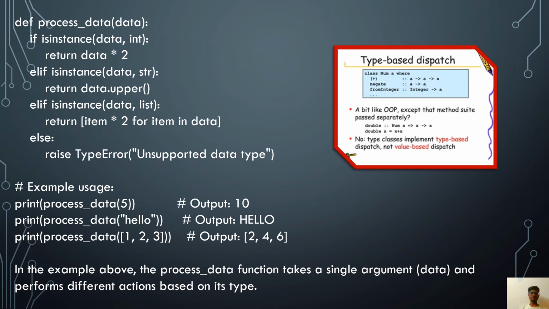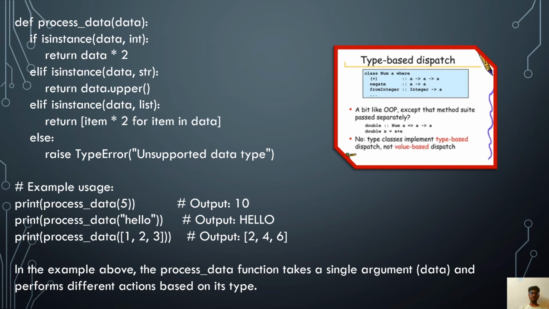and we are going to use an elif isinstance where we have parameters data and str. Then we are going to return the data uppercase, then elif isinstance data and list, then we are going to return the item twice for the item in data. Else we are going to raise a TypeError, which is unsupported data type.